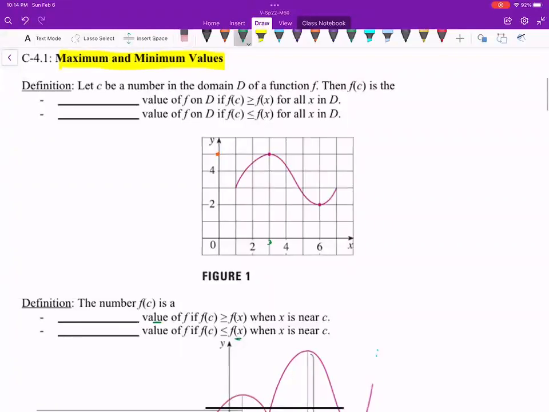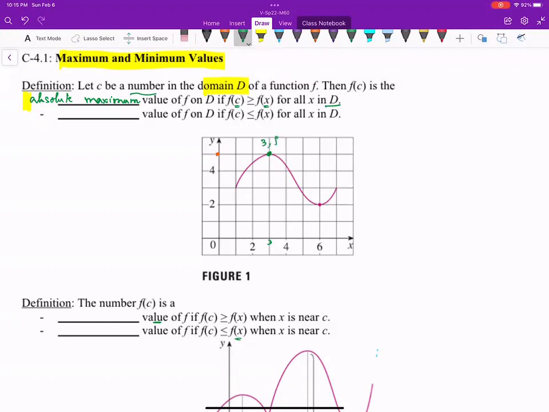Let c be a number in the domain D of a function f. Then f of c is the absolute maximum value of f if the value at c is more than or equal to the value of f of x for any x in the domain D. So that should be the highest point. If you notice in this graph, this is the highest point.